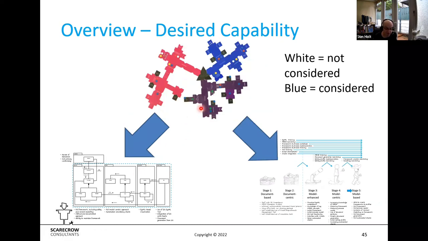So we change the voting system. We've now got white dots and blue dots. They allow me to prioritize which ones we want to do first. What's the most important? That then helps us populate where they want to be. It gives us our desired capability or our target capability.